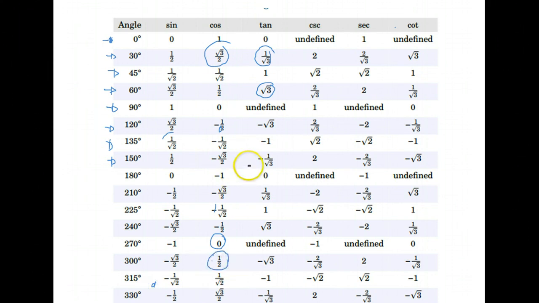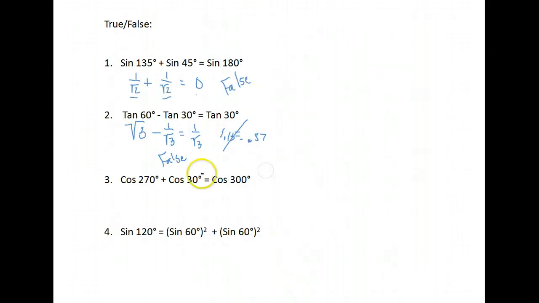So you have those values written down. Take a look. Cosine 270 is 0 plus the cosine of 30, which is the square root of 3 over 2. Does that equal the cosine of 300, which was 1/2? And those are not equal. So this is also false.